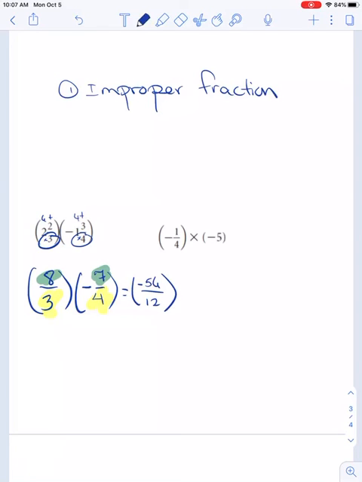Here I have negative 1 over 4 times negative 5. I have 2 negatives, so I know my answer will be positive. And there's no denominator. If there's no denominator, we place a 1. And then we multiply the numerators. 1 times 5 gives me 5. And then the denominators, 4 times 1 gives me 4.